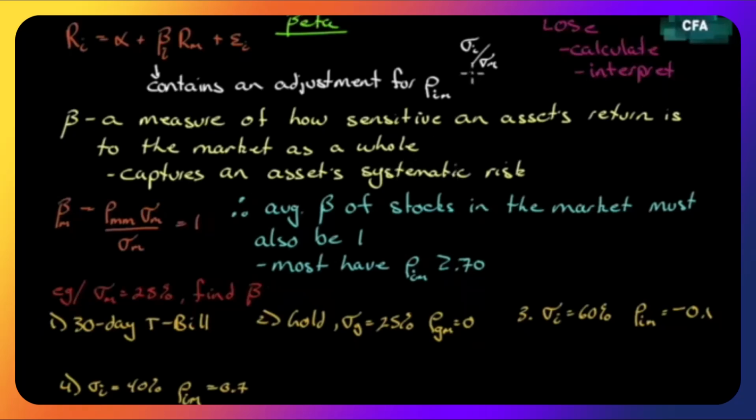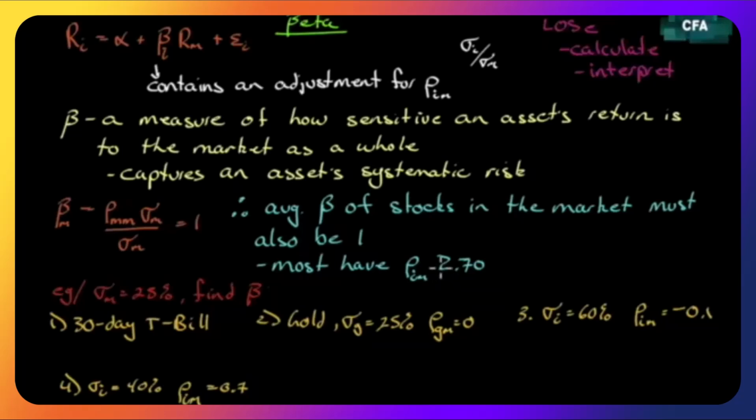If we're looking at the beta of the market, just to show you how well that particular function we just derived works, remember it's the correlation of the two assets times the standard deviation of the first over the standard deviation of the second. Well, if we're looking for the beta of the market, we're looking for the standard deviation of the market divided by the standard deviation of the market, and the correlation between the two will equal 1. Therefore, the average beta of stocks in the market must also be 1. Most stocks have a correlation with the market of about 0.7 or higher. So let's see if we can use this to figure a few things out.